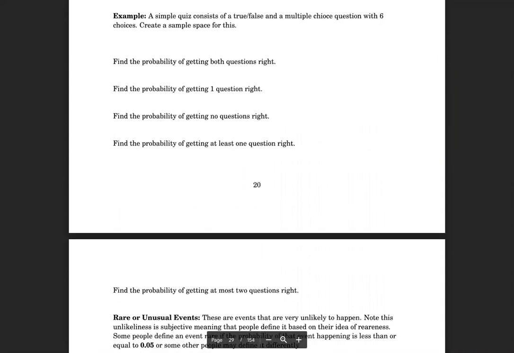A simple quiz consists of true and false and multiple choice questions with 6 choices. Create a simple sample space. So I'm going to give you this hint. Question 1 is true or false. And question 2 is a multiple choice with 6 choices. So 1, 2, 3, 4, 5, and 6. And that's all you've got.